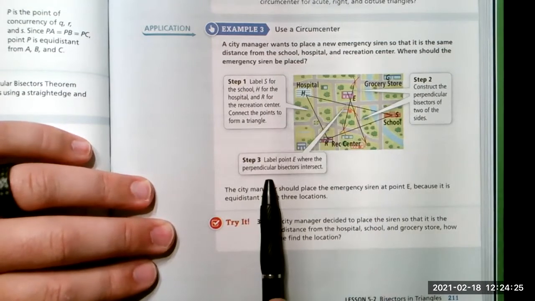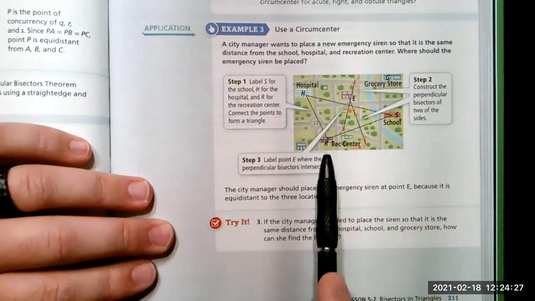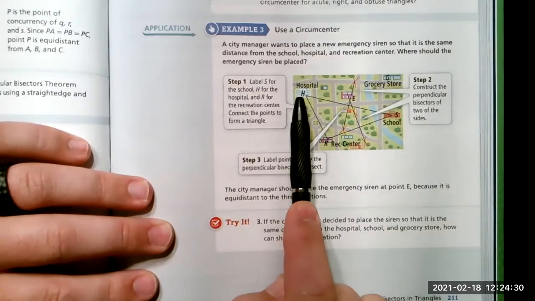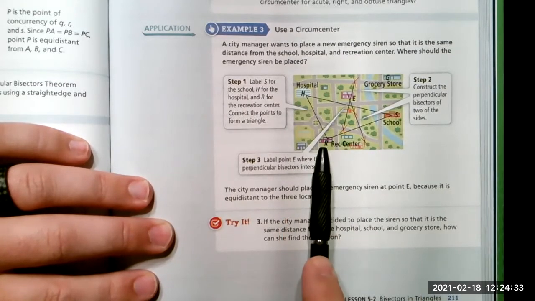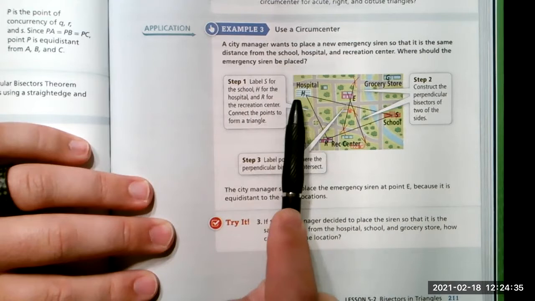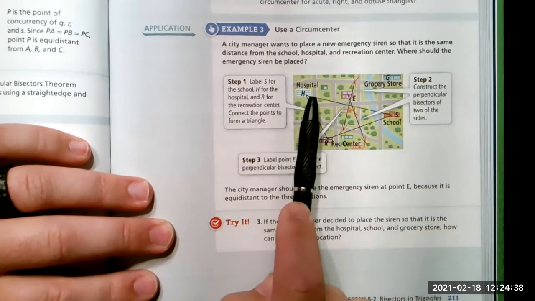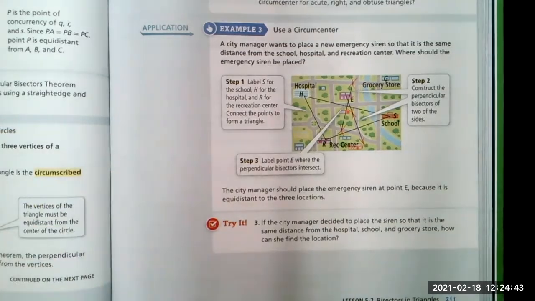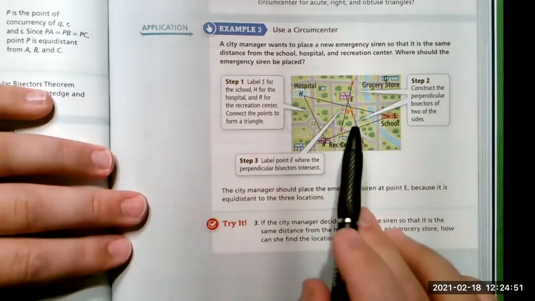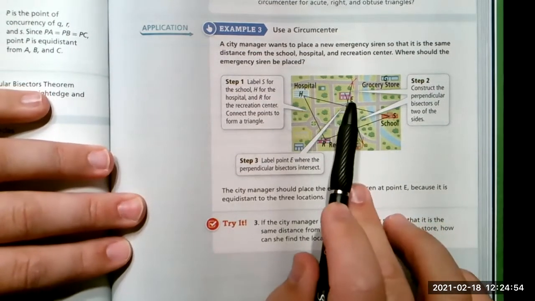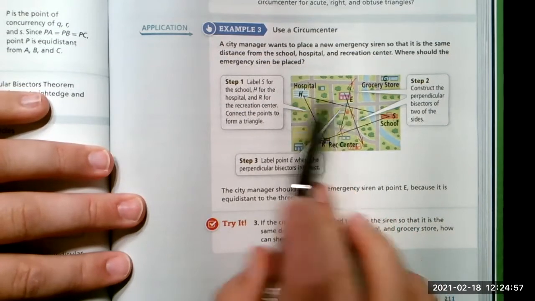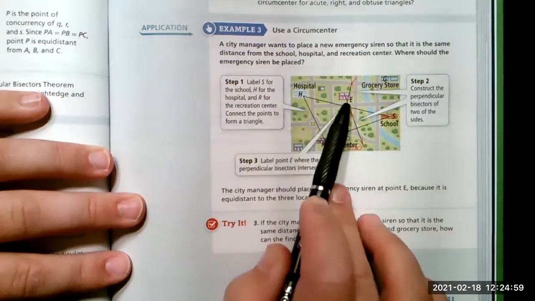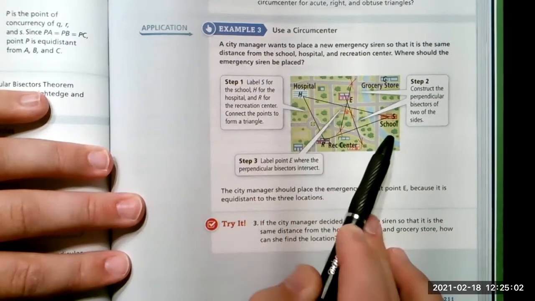So they're giving you some steps here. Let me walk you through it. So they have this kind of map, and they're saying the hospital is here, the school is here, the rec center is here. So what do you know? When you connect all 3 of those places, it forms a triangle. Well, like we talked about, we can do some stuff to find a place. They're calling this place E, where this place is going to be the same distance from all 3 of these places, the hospital, the rec center, and the school.